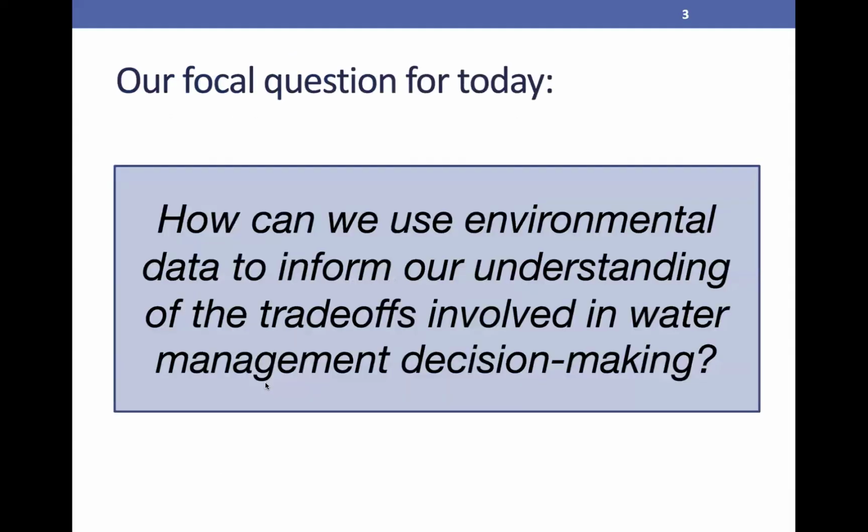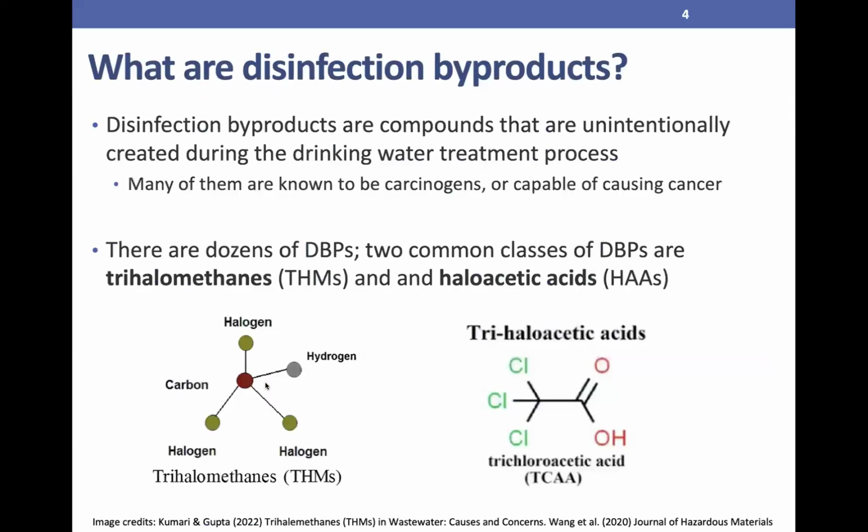All of the activities are designed to address the focal question for this module, which is, how can we use environmental data to inform our understanding of the trade-offs involved in water management decision-making? Today, we will focus on the trade-off that can occur between chlorination, an important step in the water treatment process to remove potentially harmful pathogens, and the formation of disinfection byproducts.